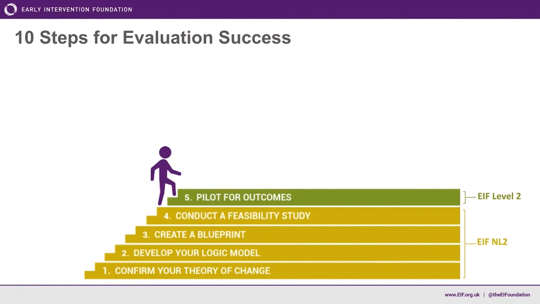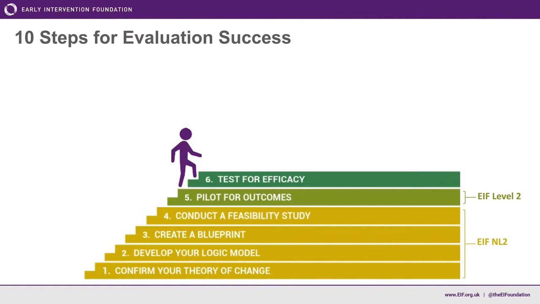If a positive child outcome is confirmed during Step 5, the intervention is ready for Step 6, the point at which causality can be attributed to the intervention model, as we have described in the previous slide. If the intervention continues to demonstrate positive child outcomes through a sufficiently rigorous Step 6 evaluation, the intervention will have met the criteria for an EIF Level 3 evidence rating. But the evaluation journey is not over yet if developers wish to take their intervention to scale.